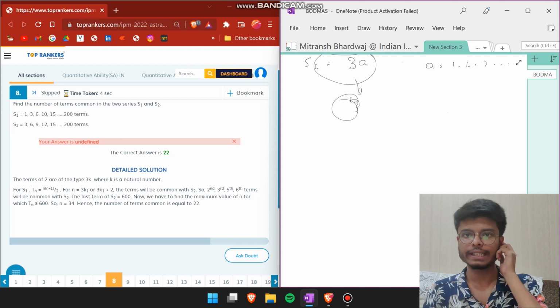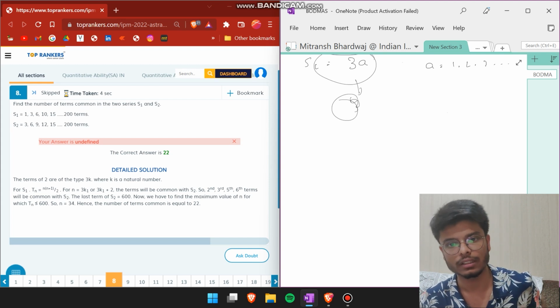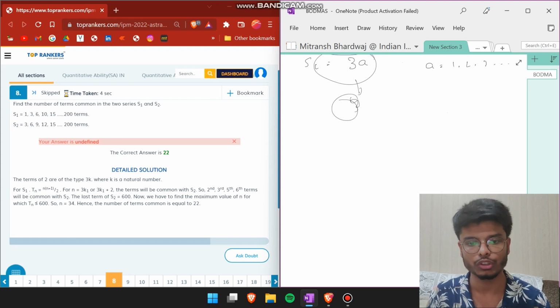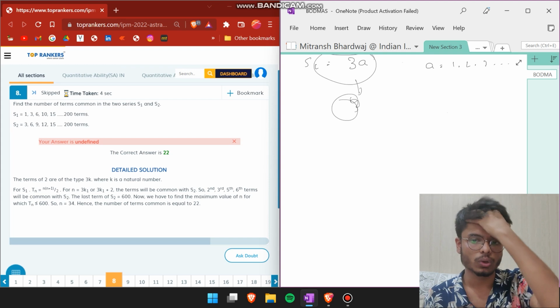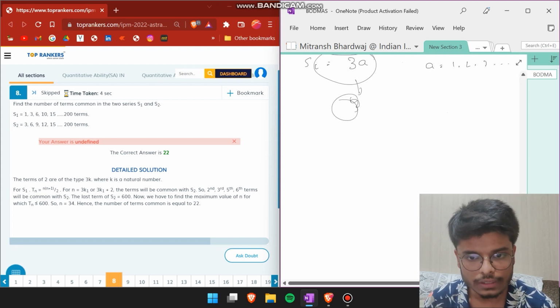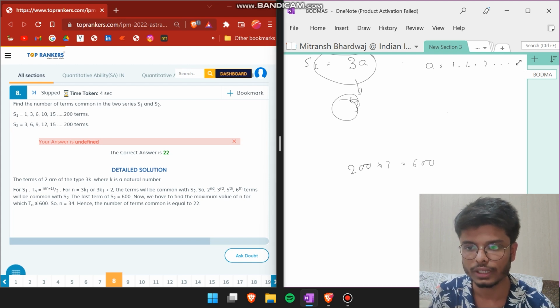So as you can see, in this sort of a sum, it's easy to do if you have your fundamentals right in series and summation. The terms in series 1 are given by the general equation n into n plus 1 by 2, while for series 2 it is given by 3n. So second, third, fifth and sixth terms are common with S2. The last term of S2 is 600, simply because 200 into 3 is 600.